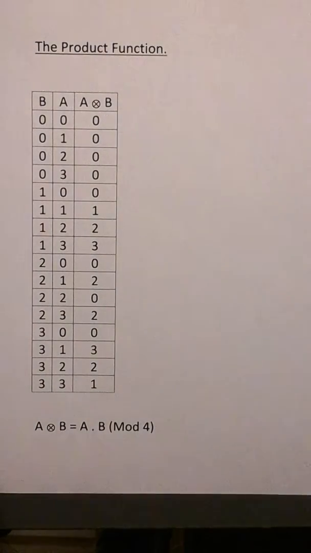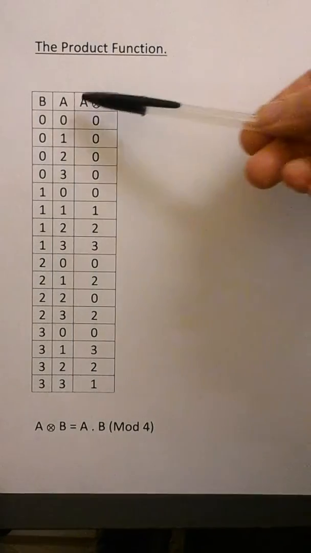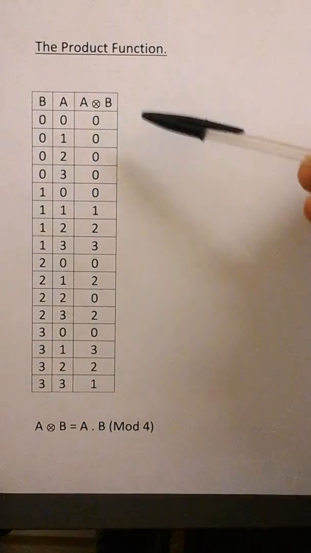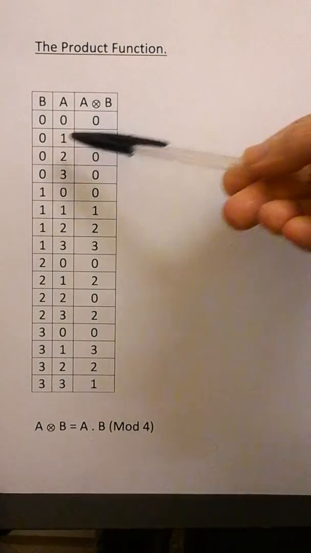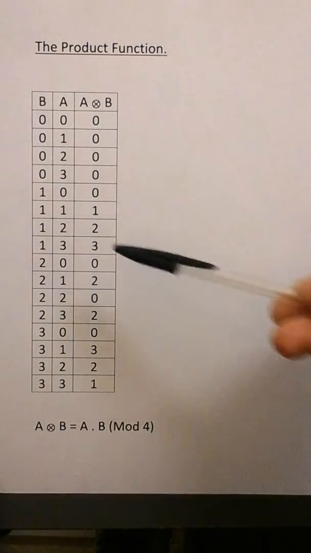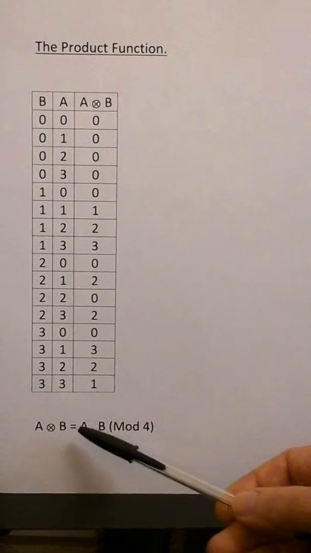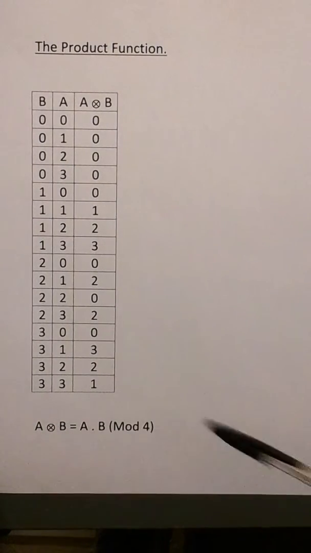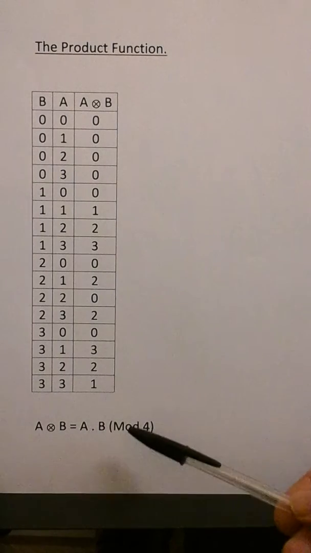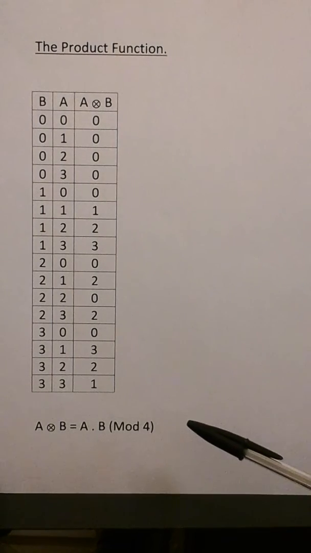Next we have the product function, A times B modulo 4. Again, inputs A and B. Anytime you get a 0 on the input, you get a 0 on the output, because 0 times anything is 0, 1 times 1 is 1. So I've used a cross in a circle to represent the multiplication of A and B. And A times B modulo 4 is calculated the same as A plus B modulo 4.